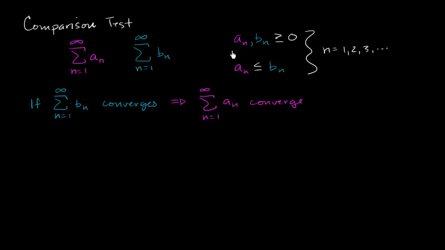Now, what if you went the other way around? What if you could prove that the magenta series, the smaller one, and I guess I could put them in quotes, this one right over here is the smaller, I guess each of its corresponding terms are smaller. What if you could prove this one diverges? Well, if this one diverges, it's going to go unbounded to infinity.